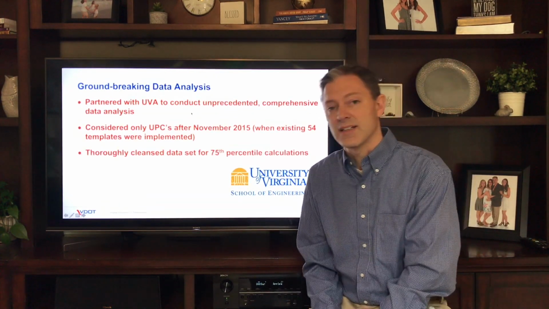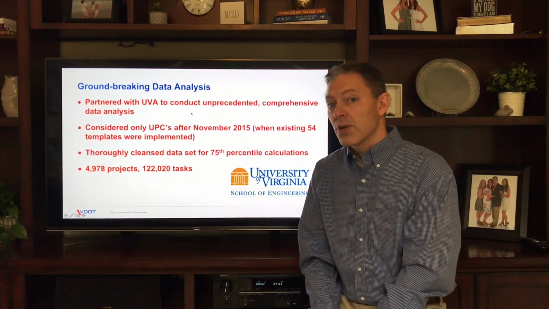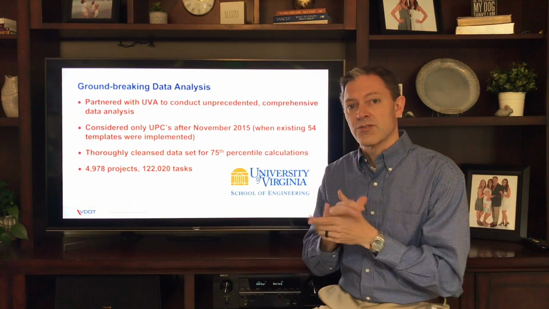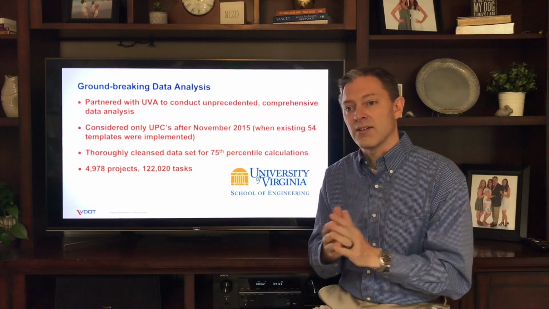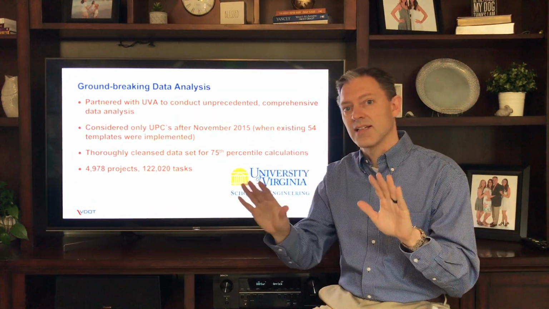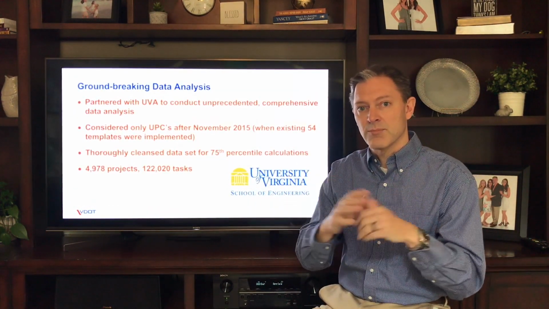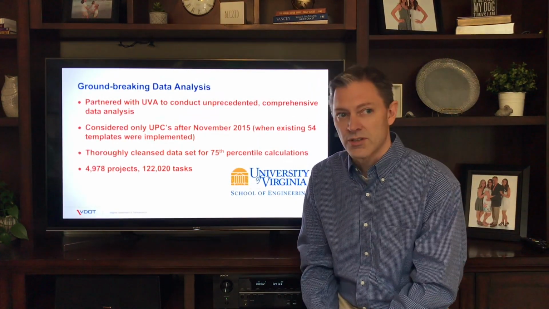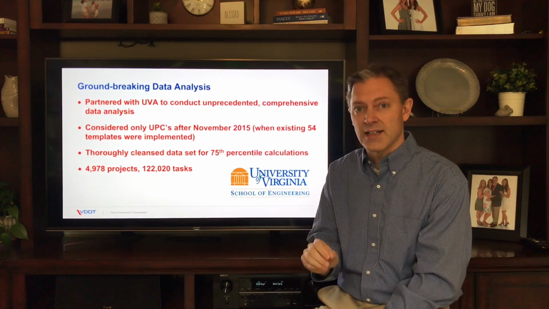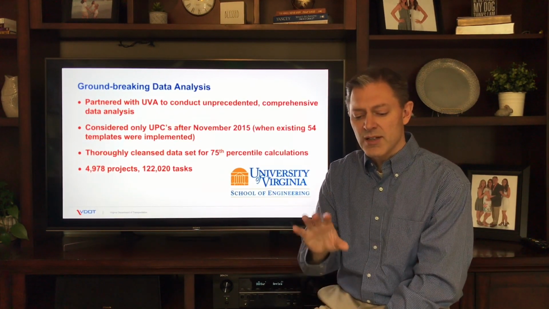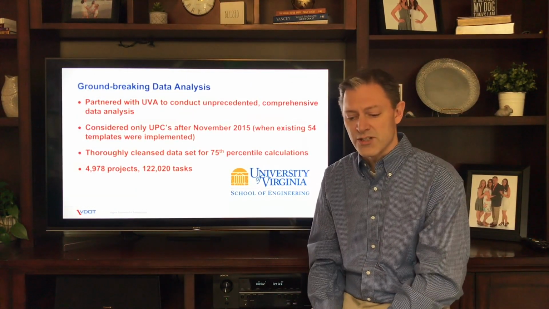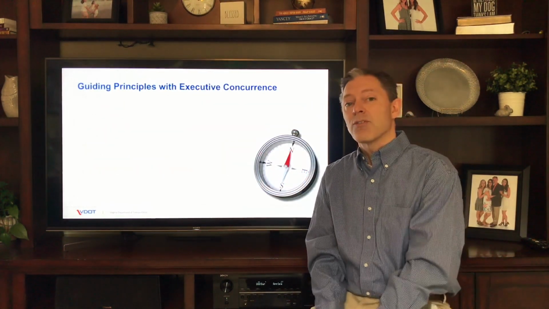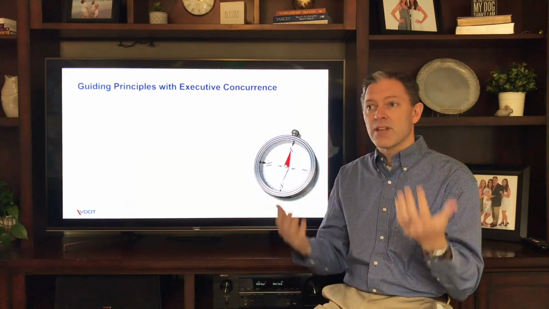We also thoroughly cleansed the data set, and this was pretty intensive. We took out all the tasks with zero durations, for instance. We took out all the statistical outliers. We separated the federal and state funded templates. We grouped other templates together. We really did our best to make sure we were looking at the important data to be able to make good decisions. And we ended up with a sample set that was about 5,000 projects and 122,000 tasks, which is quite large.